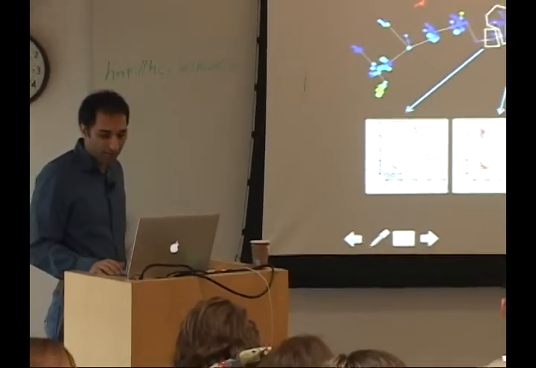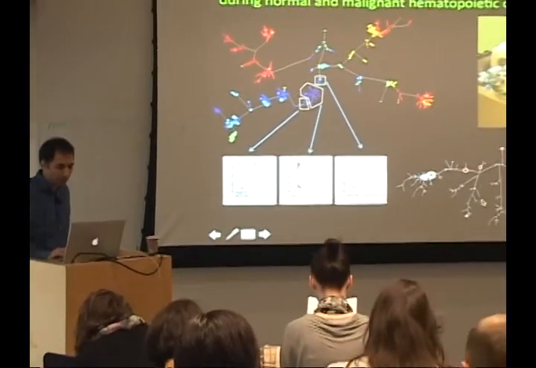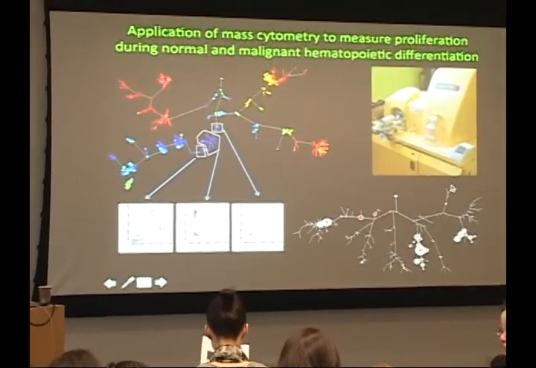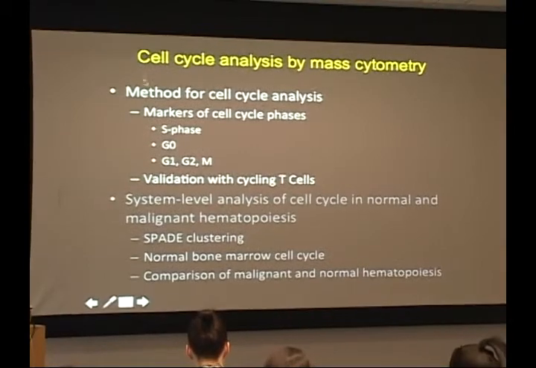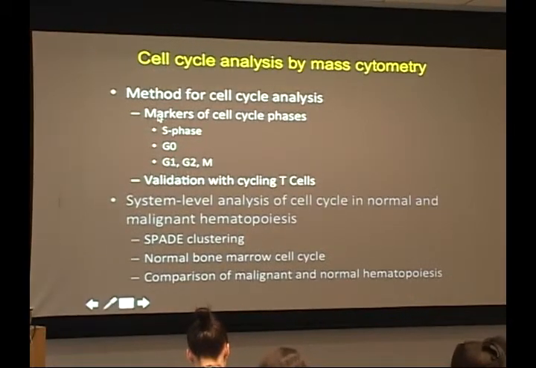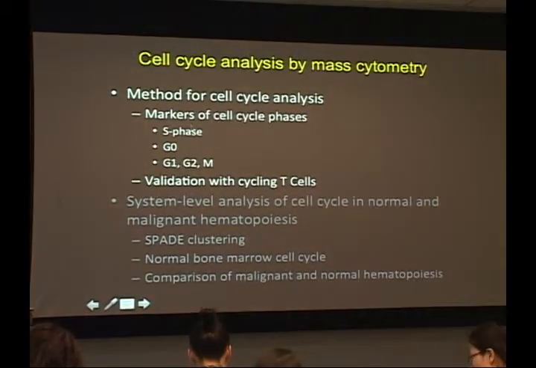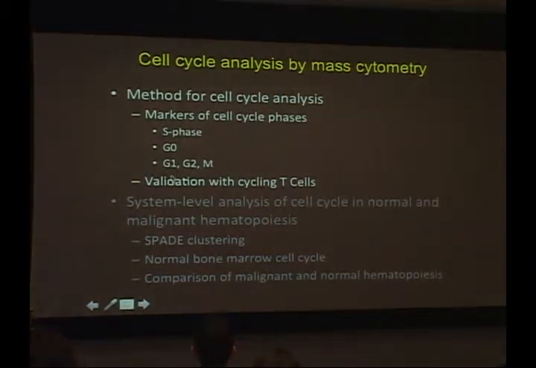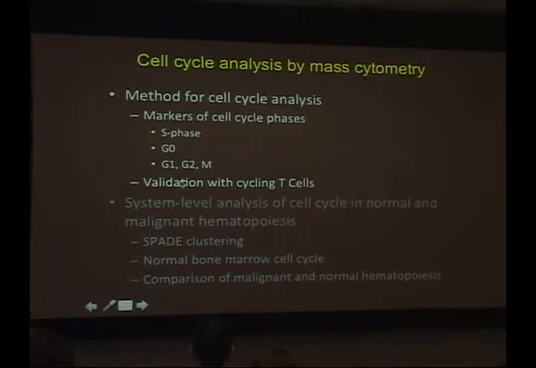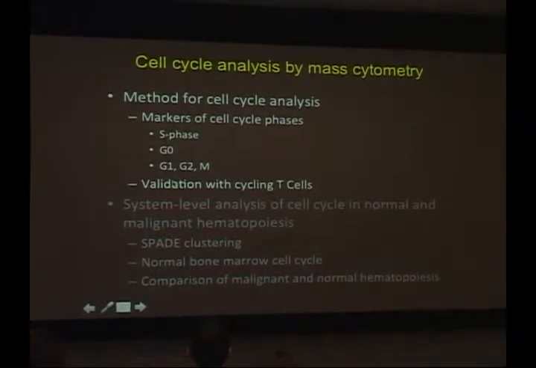So today, as I said, I'm talking about the application of mass cytometry to looking at proliferation during both normal and malignant hematopoiesis. I won't really get too into the malignant things, just a little bit at the end. But in general, I'm going to talk to you about the basic method for cell cycle analysis, the markers that we use to mark cells in S phase, G0, G1, G2, and M, and the basic validation experiments that we've done with cycling T cells.